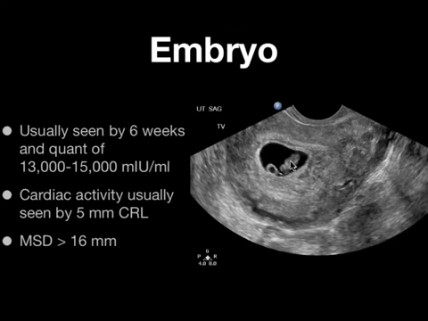Let's now look at the embryo. You're usually going to see this by about 6 to 6.5 weeks menstrual age and a quant of about 13 to 15,000. If you have a crown rump length that's greater than 5 millimeters and you don't see cardiac activity, that's abnormal. You should also see the yolk sac or the embryo by a mean sac diameter of about 16 millimeters, and you should have seen the yolk sac by a mean sac diameter of 8 millimeters.